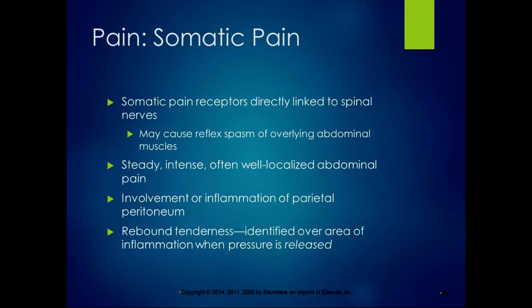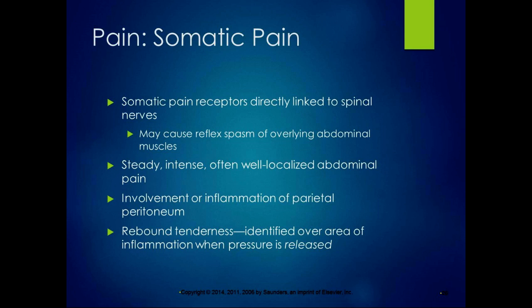Somatic pain is different from visceral pain. Somatic pain receptors are directly linked to spinal nerves. So sometimes you can get abdominal muscle spasms as a result of somatic pain. A lot of times, though, somatic pain is steady and intense and well localized. So it might be like the pain from acute appendicitis is very well localized, like it's right there. That spot is super painful.